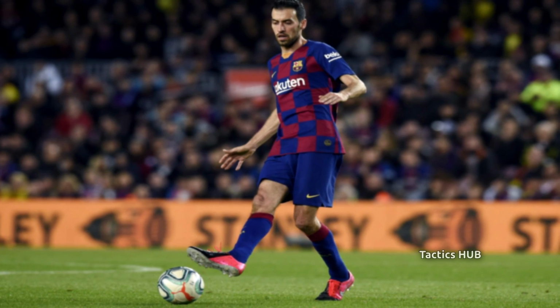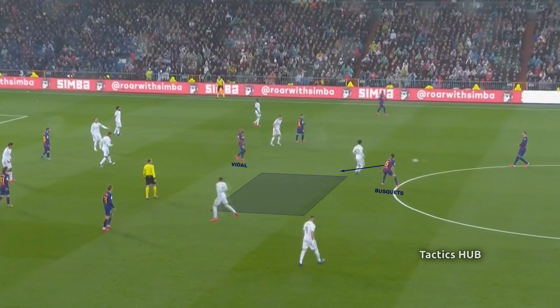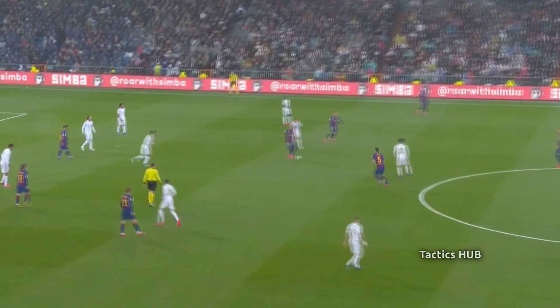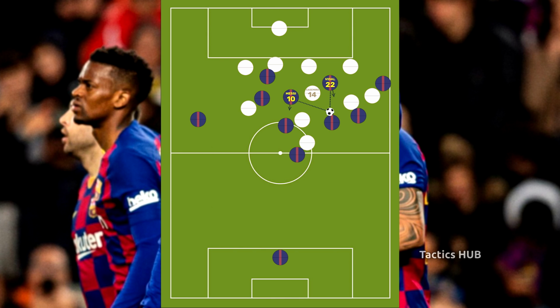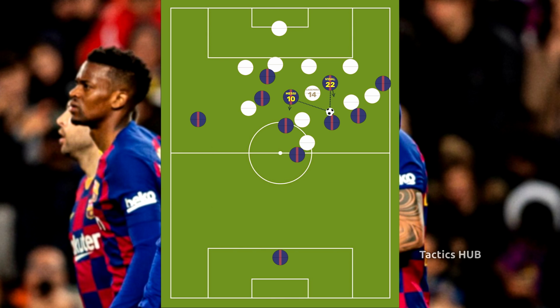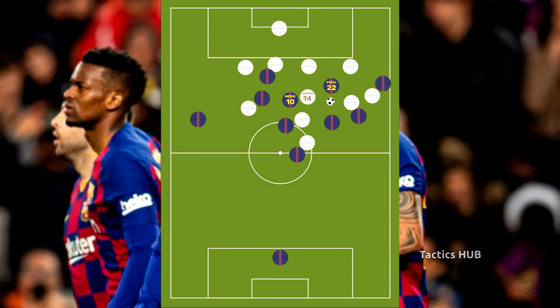Notice how Busquets starts making his way into the pocket of space near him before Vidal even receives the pass. Messi and Vidal then targeted Casemiro, forcing him to mark 2 players at the same time, and waited for him to make a move before passing it through the newly vacated space.